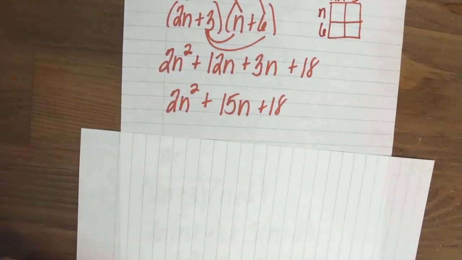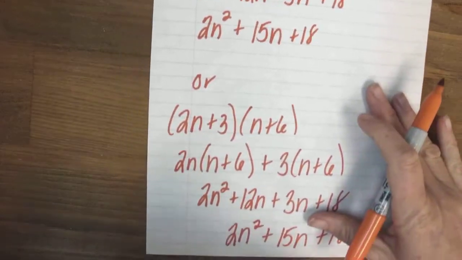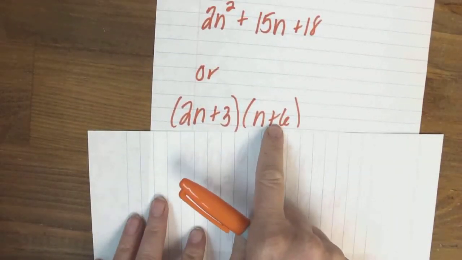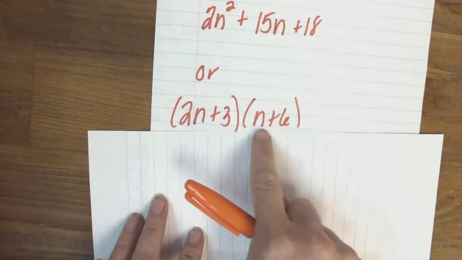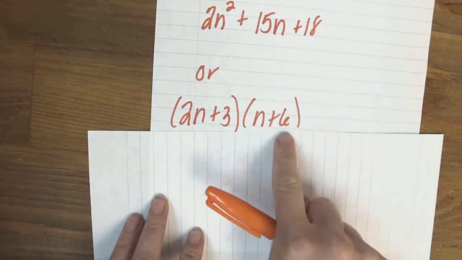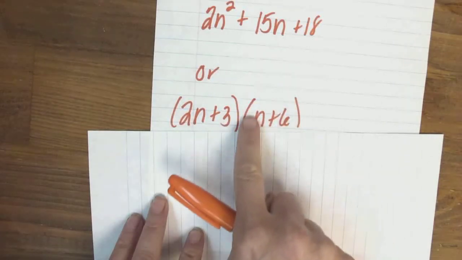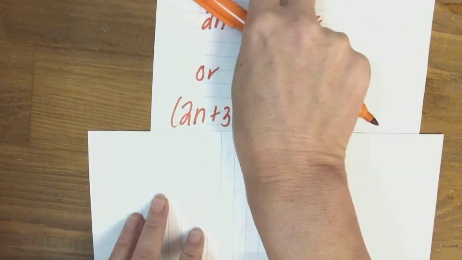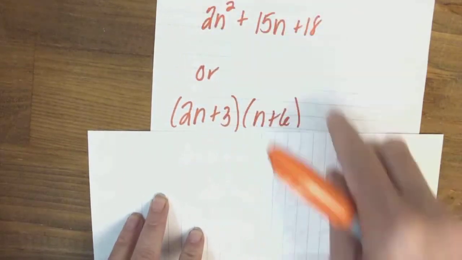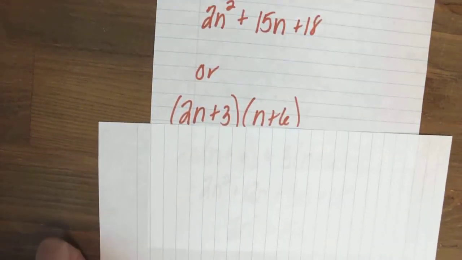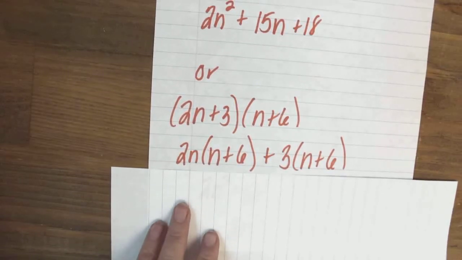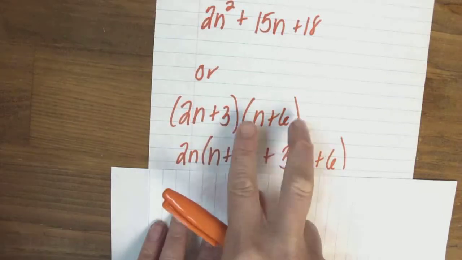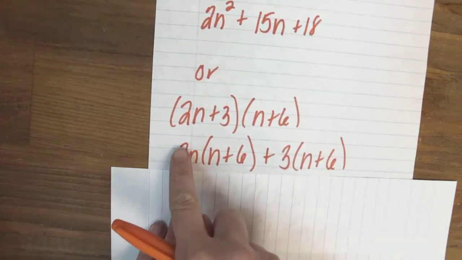If you're taking 2n plus 3 times n plus 6, you need to take the 2n times this thing in parentheses and also the 3 times this thing, which is what we did up here. We took the 2n times that guy and then the 3 times both of them. However, another way of writing it is like this. So you're taking the 2n times the whole thing, and then the 3 times the whole thing. And then distribute it.